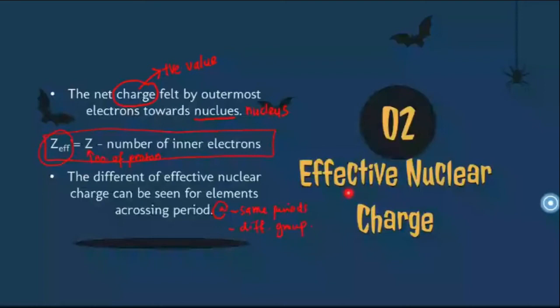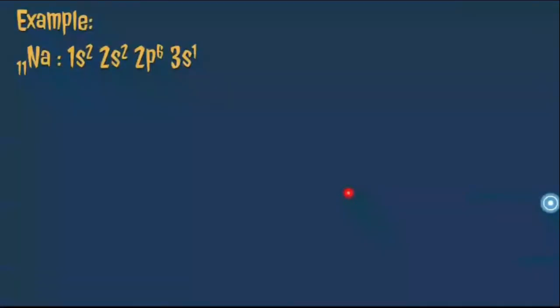So we will use sodium as an example. How do we calculate the Z for sodium? We know the number of protons for sodium is 11, minus its inner electrons, which is 10. So your Z for sodium is positive 1. This value indicates how strong the attractive force is between the nucleus and the outermost electron of the element. If you have a higher Z, it means that you have a stronger nucleus attraction.